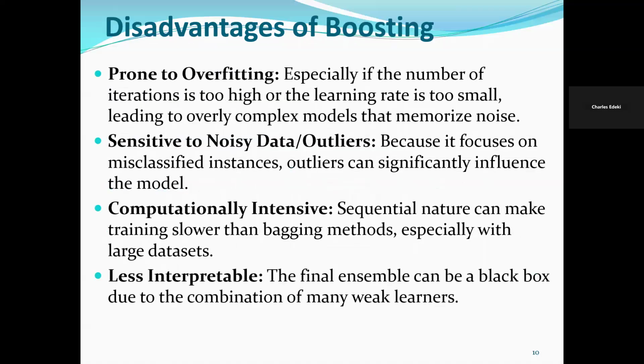Let's see the disadvantages. Boosting is prone to overfitting, which is almost the opposite of bagging. With bagging we said it helps solve overfitting, but with boosting, no. It is prone to overfitting, especially if the number of iterations is too high or the learning rate is too small. We also say it is sensitive to noisy data and outliers.